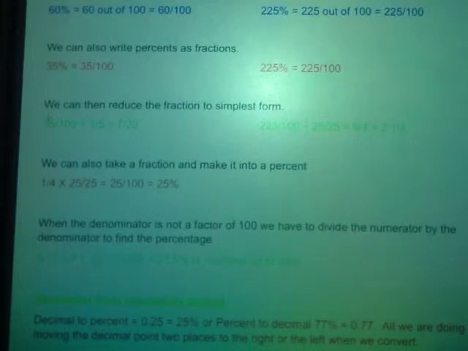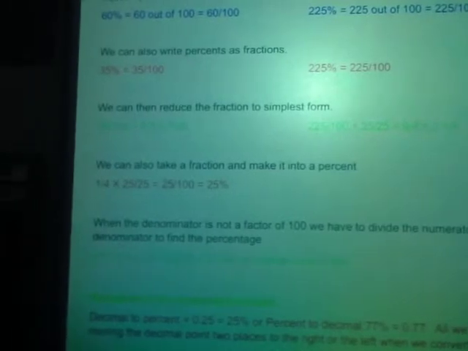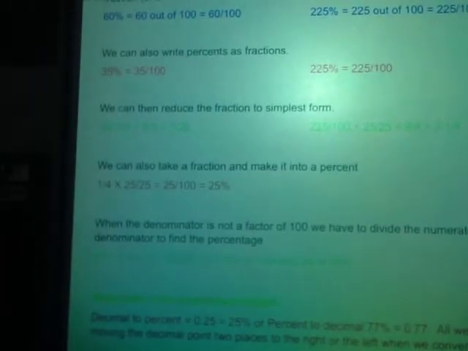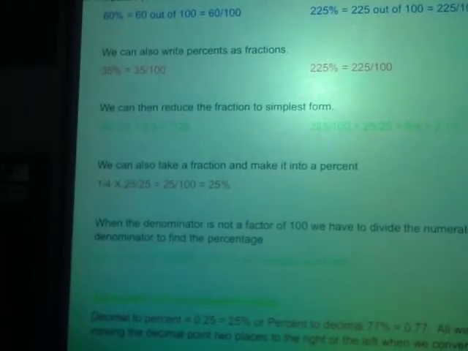Down below we're going to do the opposite. We're going to take a fraction and turn it into a percent. 1/4 times 25 over 25 equals 25 100ths. And anytime my denominator is 100, I can change that immediately to a percent. Let's scroll down a little bit more. I might have to extend that page a little.